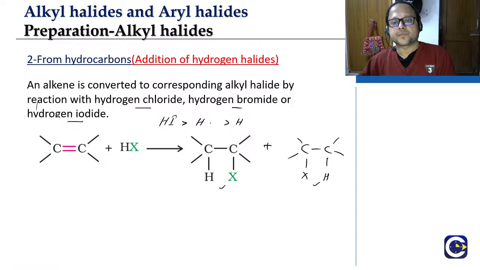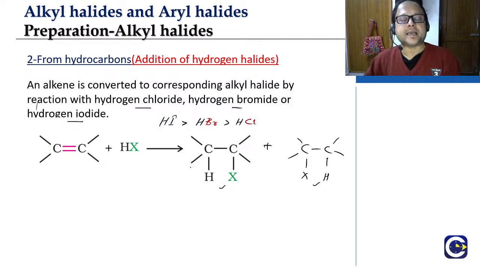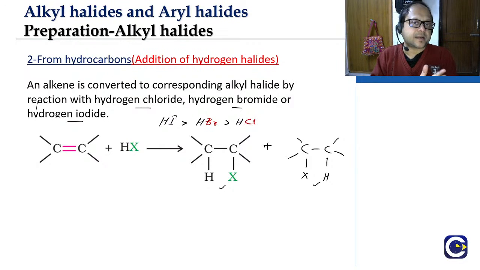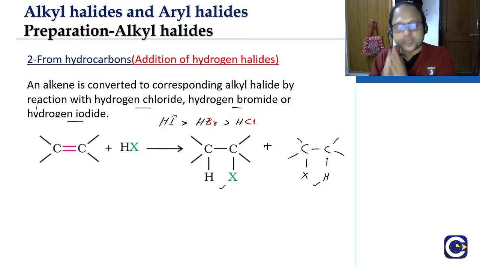HBr is more reactive than HCl. It should be something like this. Now, if it is an unsymmetric alkene, you will be able to decipher whether the halogen part has gone towards left or towards right, because two different isomers will be formed, and of course one will be major and the other one will be minor. The major one is always obtained as per the Markovnikov addition rule, right?